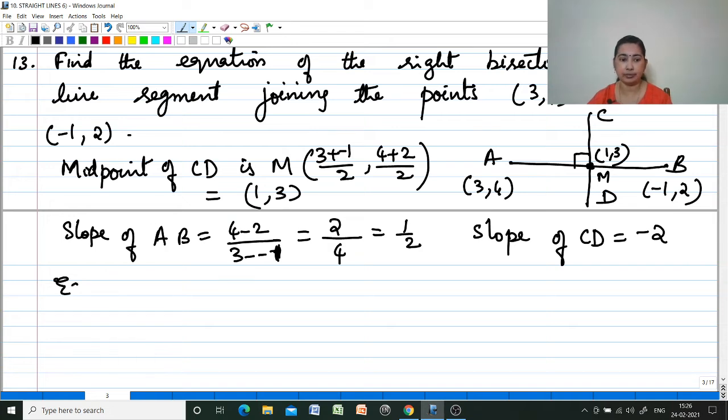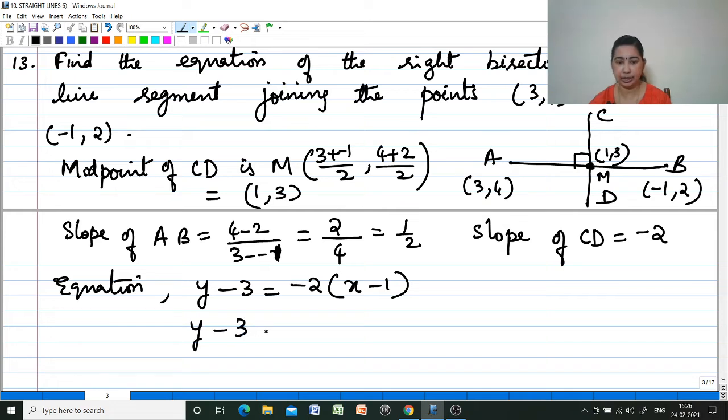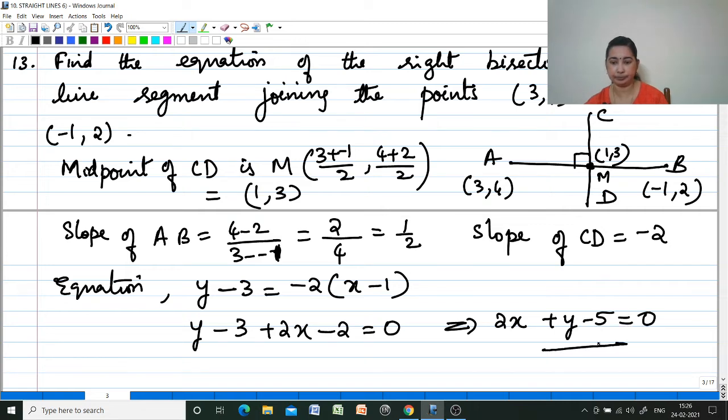Now the equation, using the point slope form, is y minus y1, where y1 is 3, is equal to slope minus 2 into x minus 1. Or the equation is y minus 3 plus 2x minus 2 is equal to 0, or that is 2x plus y minus 5 equal to 0.